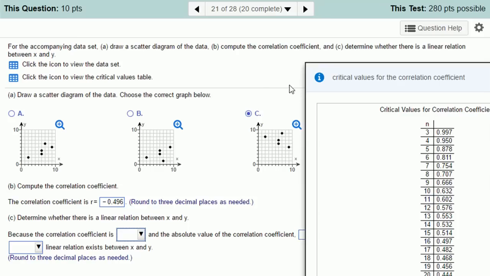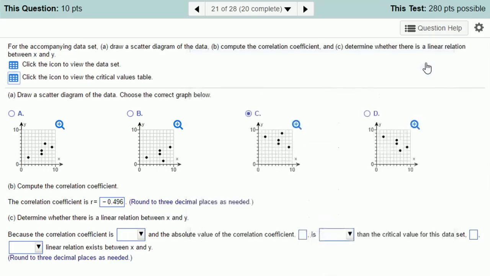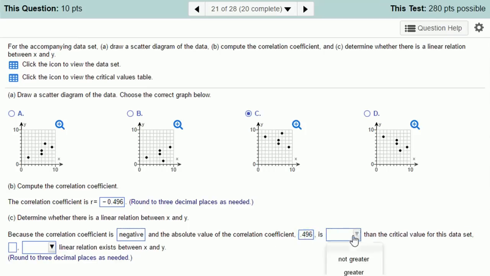so let's see, I'm going to just copy this because I might need it later. Okay, make that smaller. Because the correlation coefficient is negative, and the absolute value of the correlation coefficient is 0.496, that is not greater than the critical value for the data set, which is 0.878. No linear relationship exists between x and y.